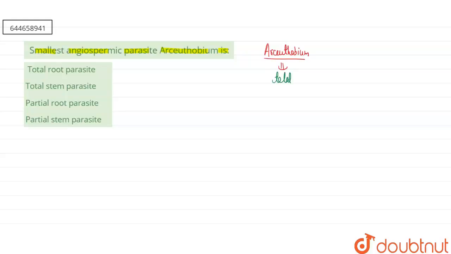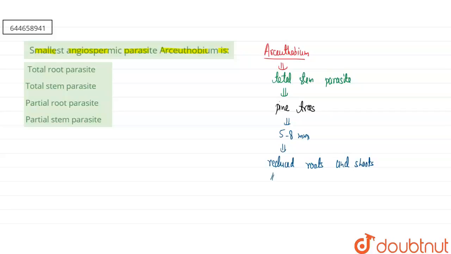This is the example of our total stem parasite, and this parasite or plant is present mainly in the pines. It is mainly grown over the pine trees, and its length is just 5 to 8 millimeter. It will have very reduced roots, as well as reduced shoots for the parasitism, and also reduced scales.